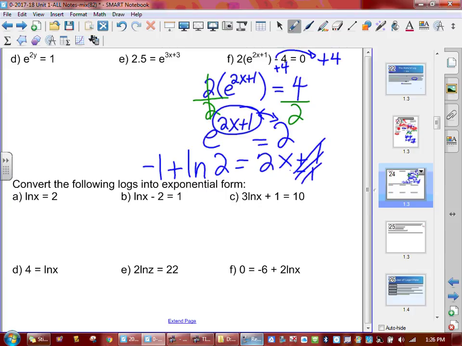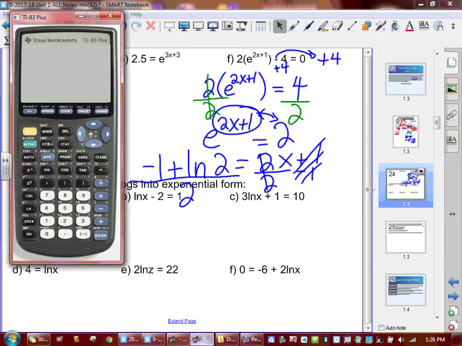Now, if you want to do it all in one step, this is what you'd have to type in. You need brackets. So I would open a bracket. I would type in -1 plus ln 2. But take a look on my calculator, ln opens a bracket.